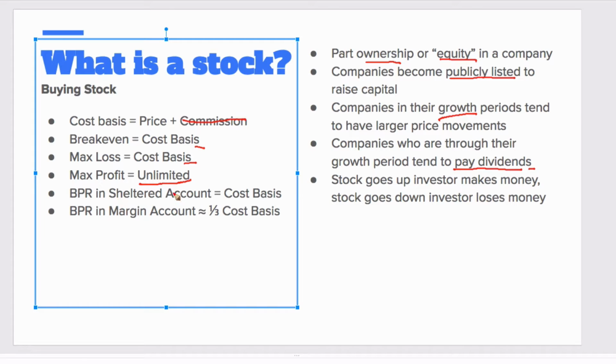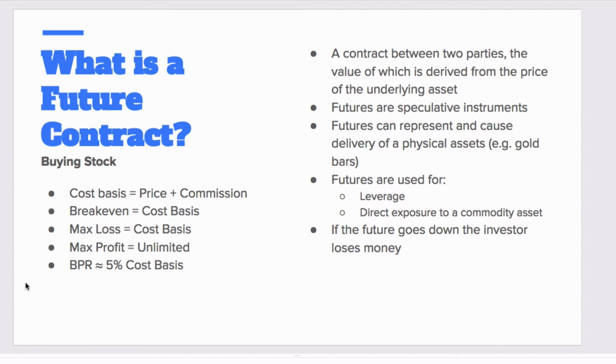Your buying power reduction in a tax sheltered account is just going to equal your cost basis. In a margin account, it's going to be about a third of your cost basis. And we'll come back to these later. Just for right now, in the back of your mind, realize that there are certain types of account that do not require you to put up the entire amount of the stock purchase.